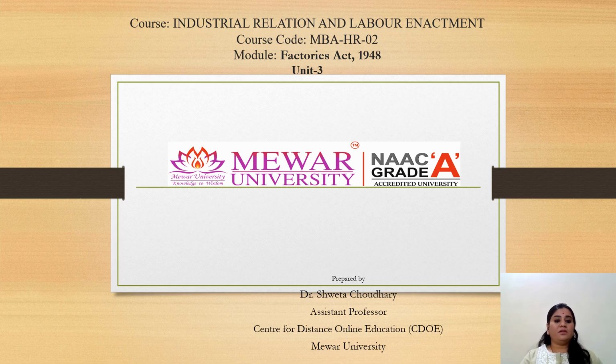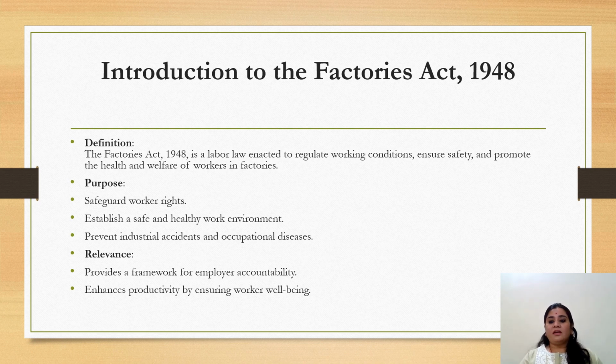In this, we will learn about the Factory Act 1948 under Industrial Relations and Labor Enactment. This Act basically ensures workers' safety, health, and welfare in industrial establishments. First, I would like to give a little introduction of the Factory Act. The Factory Act is a comprehensive labor law aiming to regulate factory operation and ensure workers' safety. It even covers diverse aspects including hygiene, safety, welfare, and working hours.